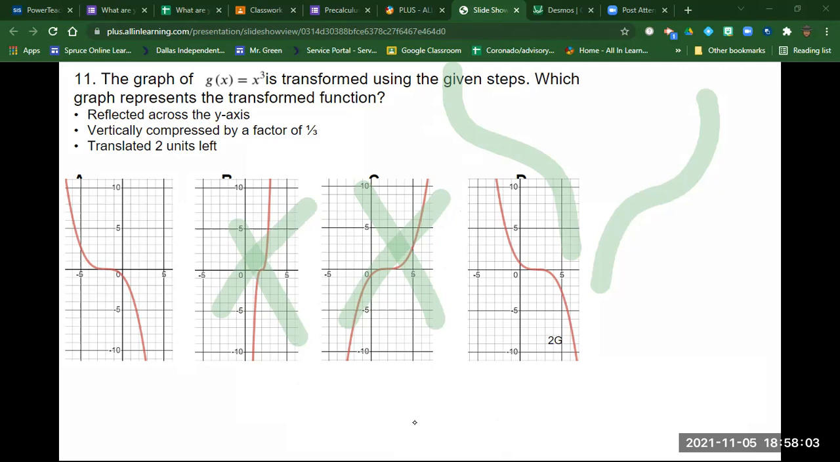Okay. So then I want it compressed, so I want it fatter, and then I want it moved to the left. This one is moved to the right. This one is moved to the left. I'm looking at the origin, and it went that way. So yeah, away. All right. So A is the correct answer. Let's keep going.